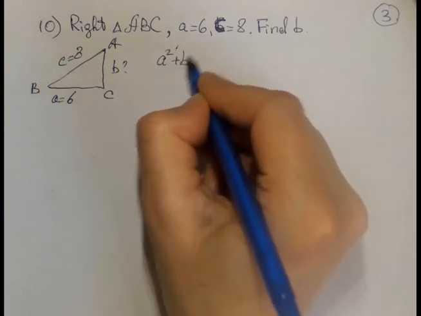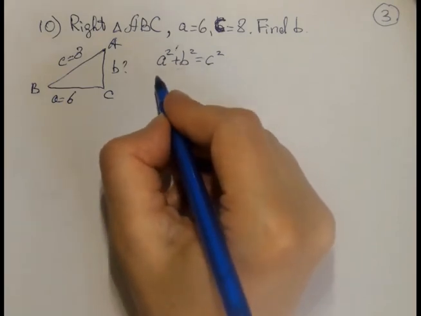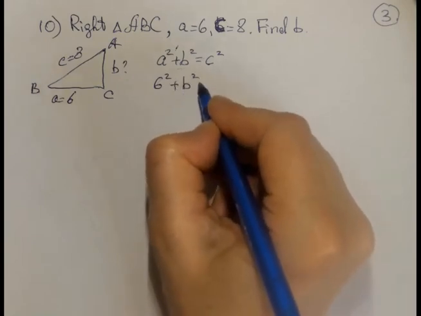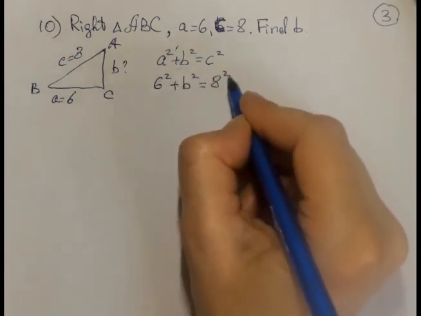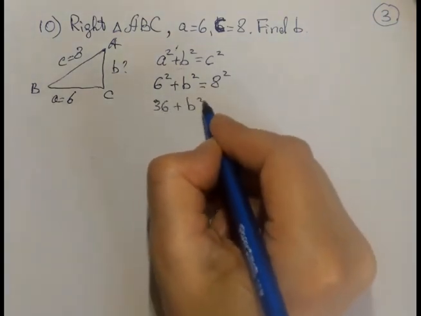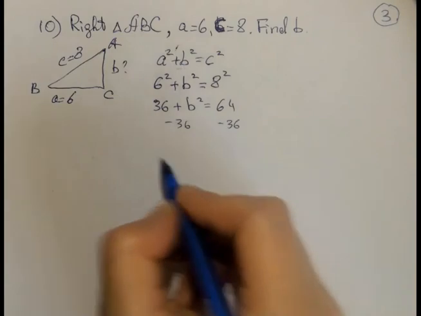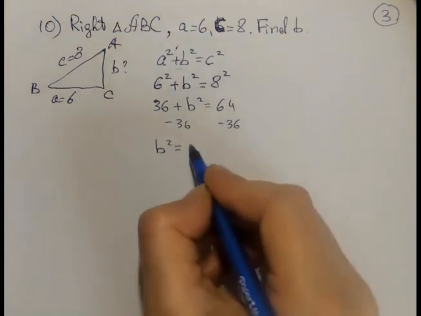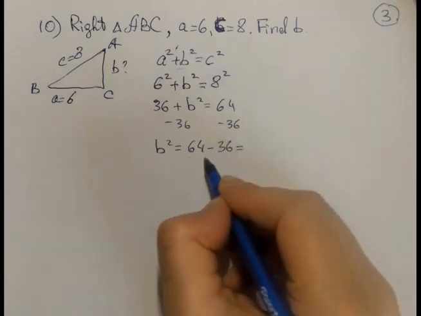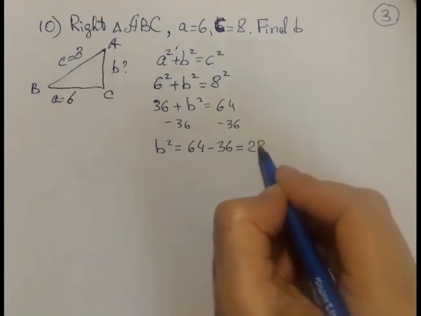a squared plus b squared equals c squared. Substitute the values of a: 6 squared plus b squared equals 8 squared. 36 plus b squared equals 64. Subtract 36 from the left and from the right. b squared equals 64 minus 36, or 60 minus 30, 34 minus 6, 28.